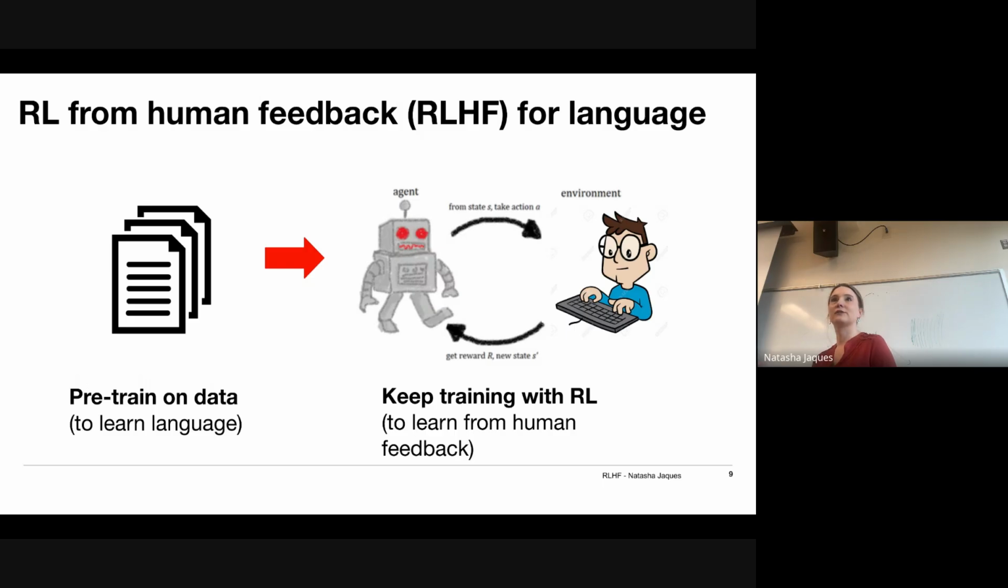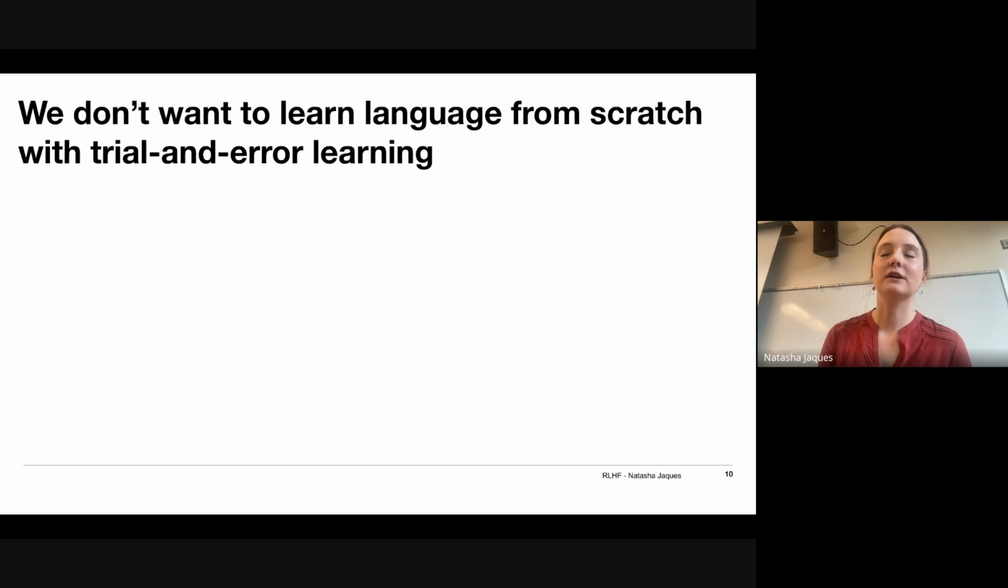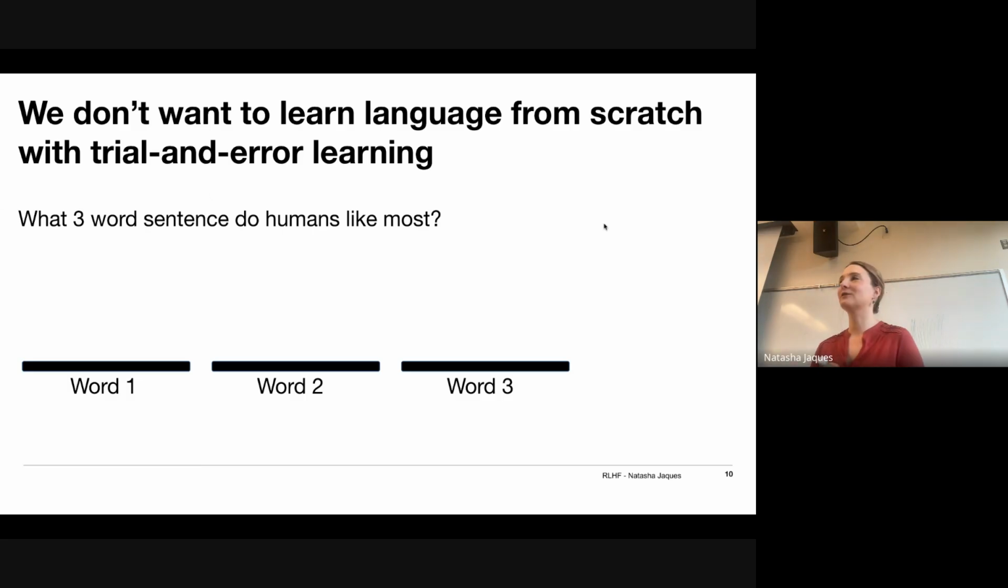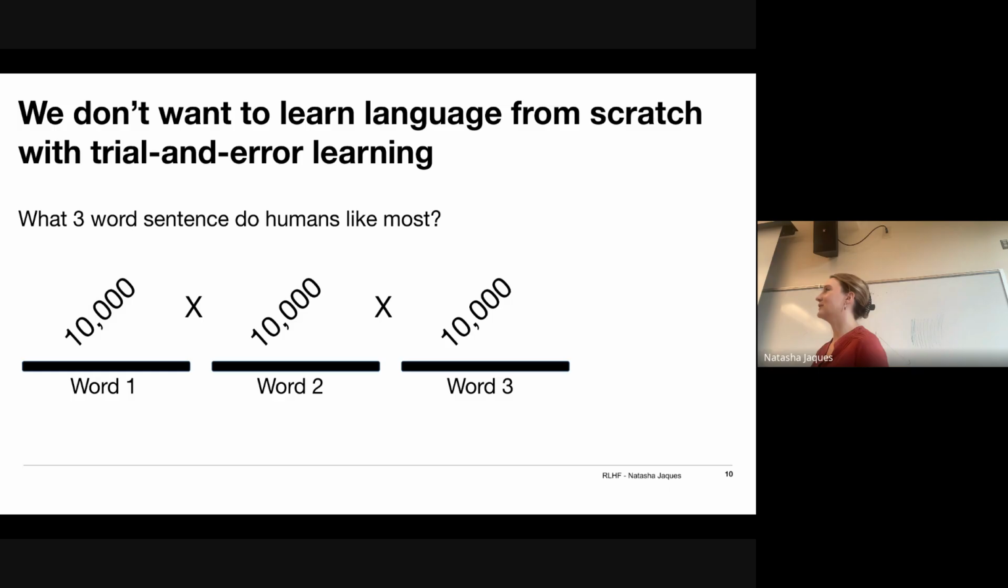Why do you need to do this? This is kind of an obvious point, but I think it's worth belaboring a little bit. Could I learn what sentences humans like from scratch? Let's just play that out for a second. What 3-word sentence do humans like the most? Let's say my vocab is 10,000. What is the complexity of exploring all possible 3-word sentences in a 10,000 word vocab?